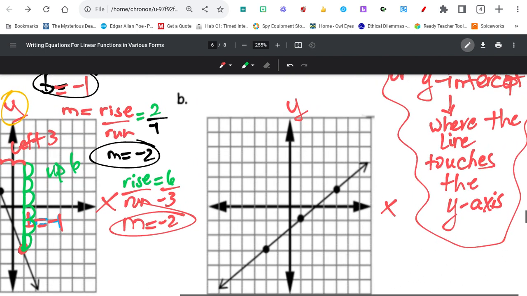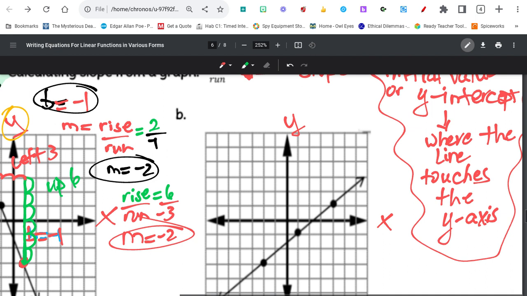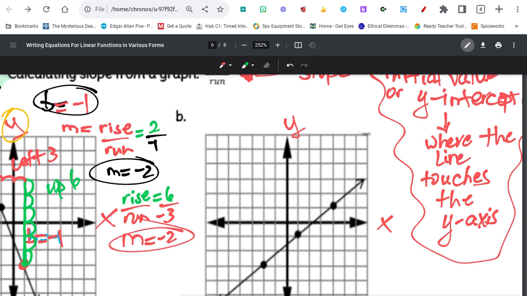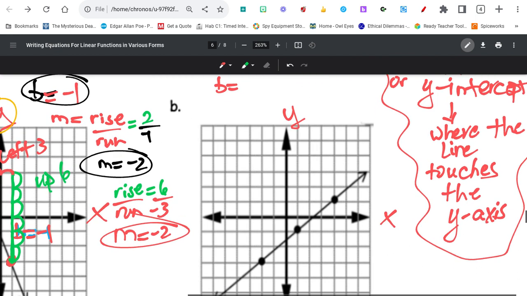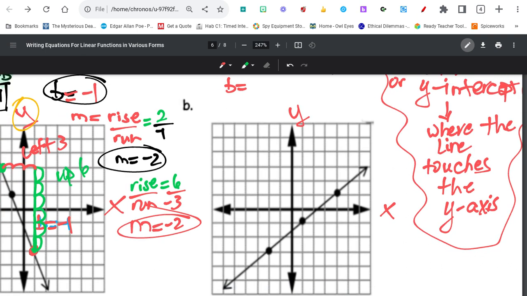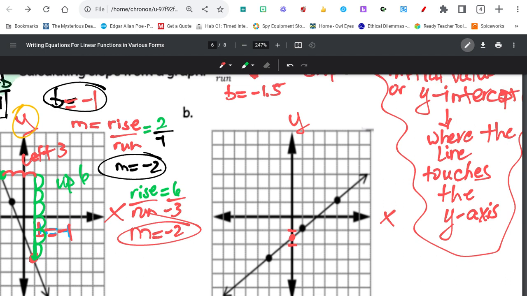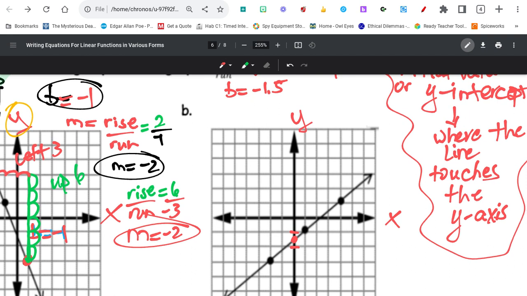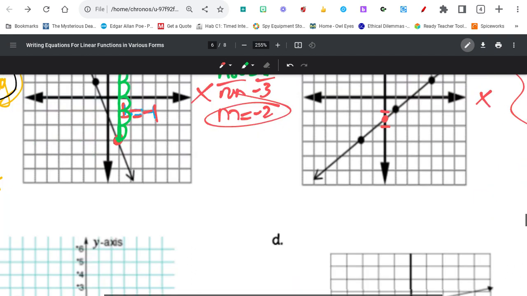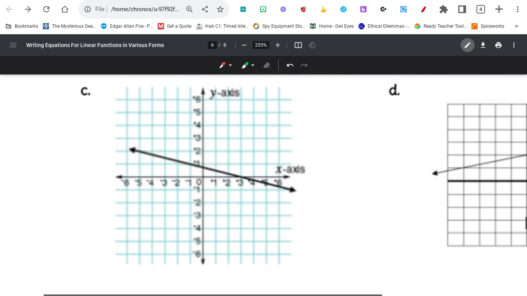Now let's take a look at B. We want to write an equation for this line. So I'm going to label what my y initial value is first. That's a bad line because this line touches it right here and you really can't tell. Well, we're going to say this is down -1 and this is in between -1 and -2. So we're going to say the b is -1.5. I'm just estimating it. It's not something I would normally do, but I guess when I printed it, the line shifted. Let's hope they didn't shift on these.